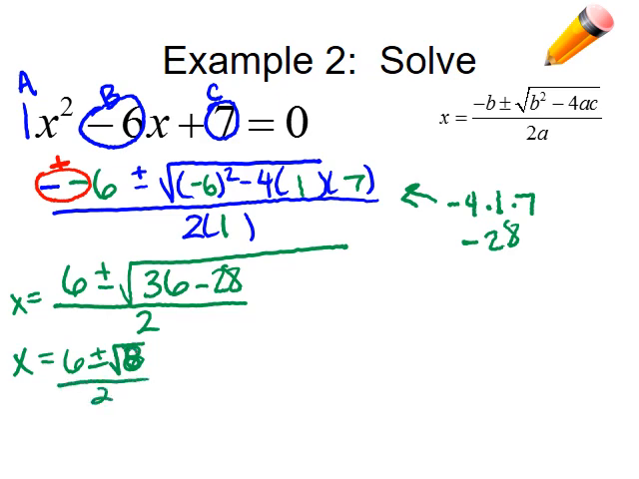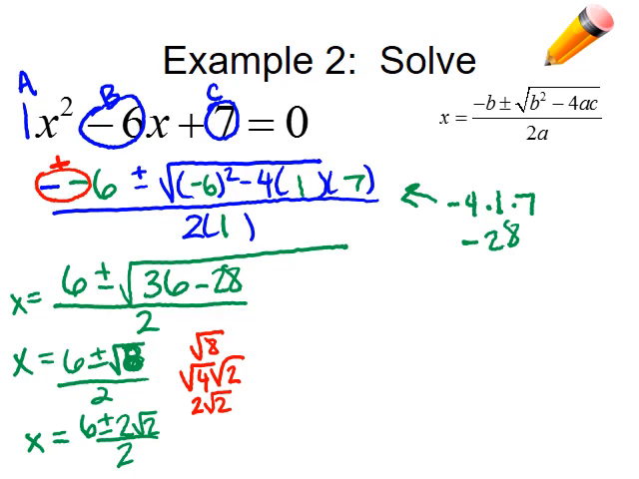Square root of 8 reduces, so I have to break that apart. Square root of 8 has a good and a bad of 4 and 2. Square root of 4 is 2. Square root of 2 stays square root of 2. So now I have 6 plus or minus 2 radical 2 over 2.